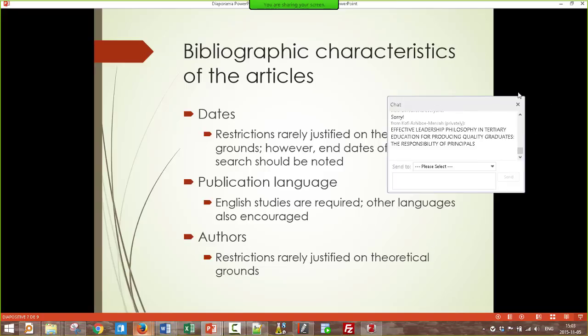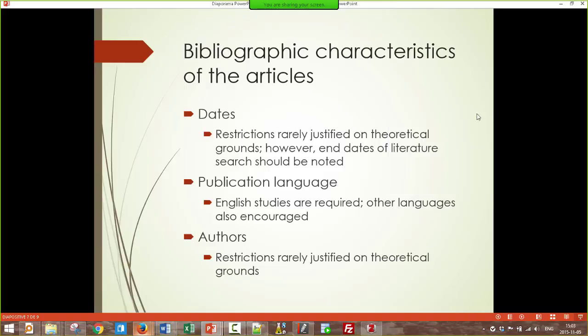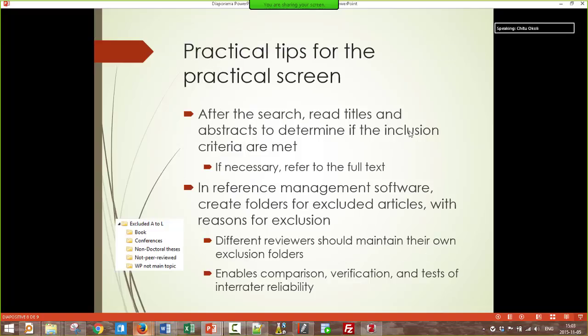Okay then. So now, moving into more practical tips. Some practical tips for the practical screen. So how do you actually go about it?